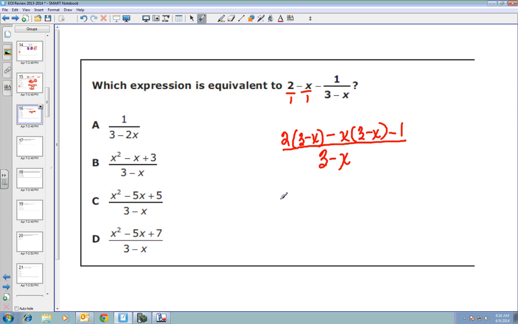And now we're just going to fix the top. I'm going to distribute my 2. 2 times 3, 6, minus 2 times x, 2x. I need to think of this as a negative x, so I'm going to distribute a negative x. So negative x times 3 is minus 3x. Negative x times negative x, positive x squared minus 1.